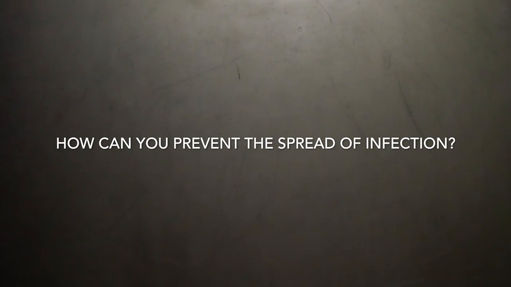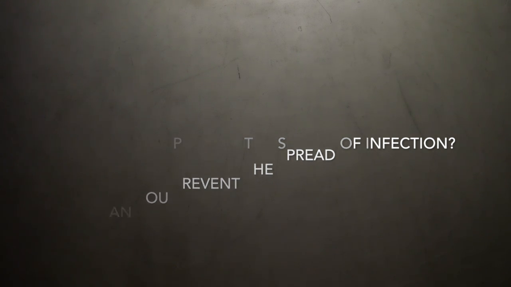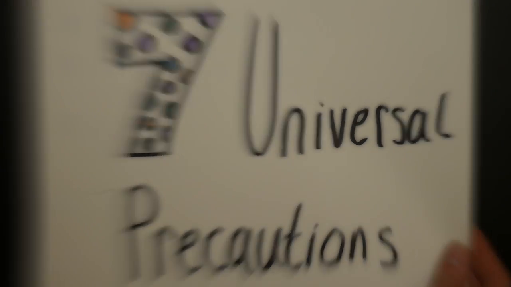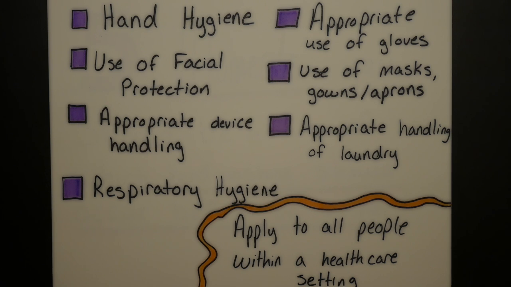So how can you prevent the spread of infection within a medical setting? Let's talk about that. There are 7 forms of universal or standard precautions that can be applied to all people within a healthcare setting. These precautions include hand hygiene, use of facial protection, appropriate device handling, respiratory hygiene, appropriate use of gloves, appropriate use of masks, gowns, and aprons, and appropriate handling of laundry. These will apply to all individuals within the healthcare setting.